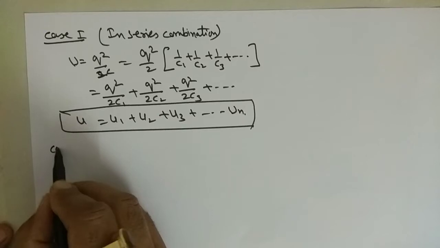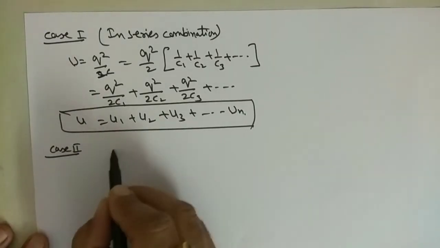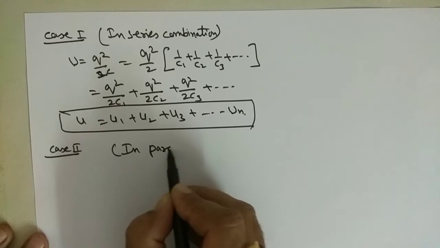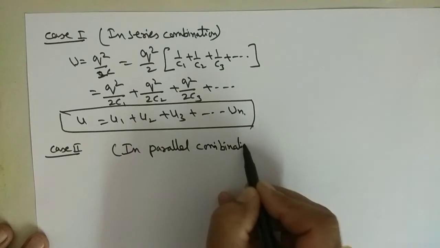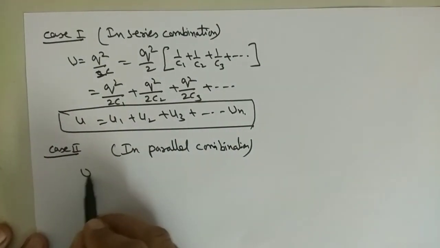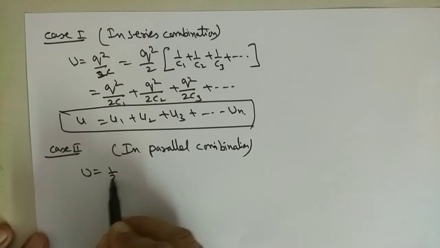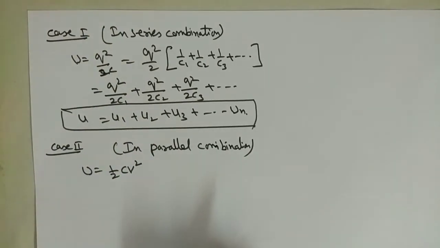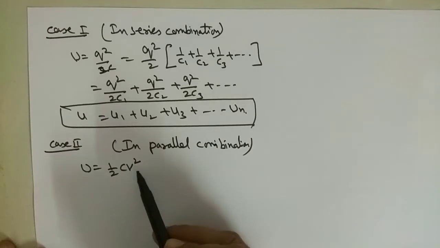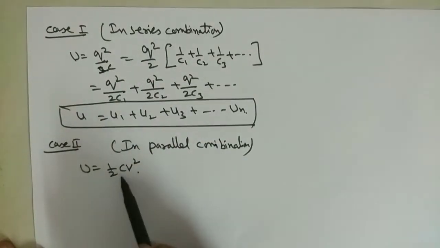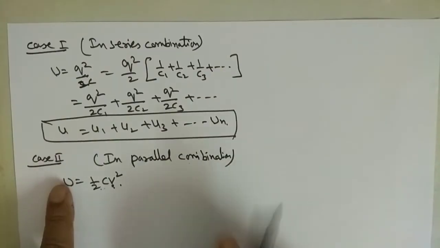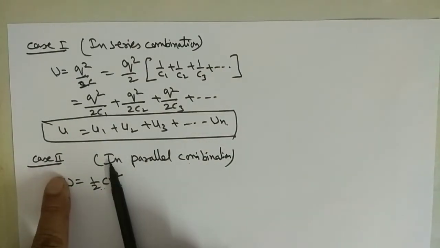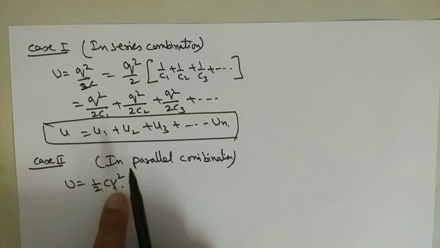Now see the second case. Case second, when the capacitors are connected in parallel combination. In that case, what will happen? Just see again, because in parallel combination we can use the formula half CV square. You should think why we are using this formula in parallel combination, not the other one: because in parallel combination potential difference is always constant. So use this formula, because it means the potential energy will depend only on the capacitance. Take the V constant.